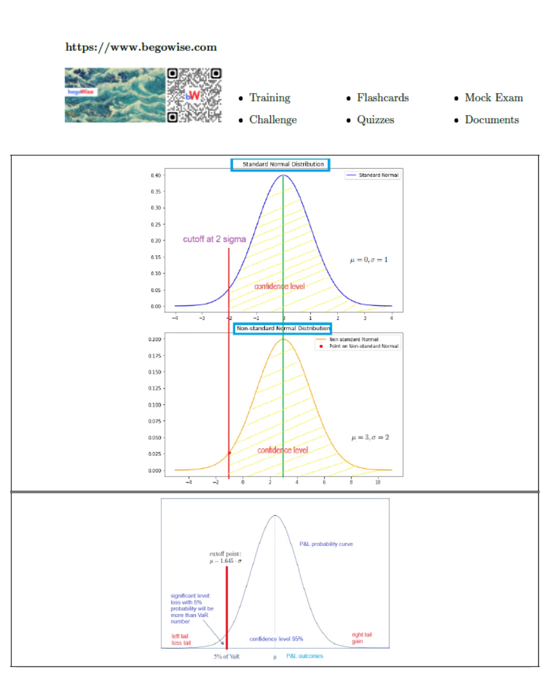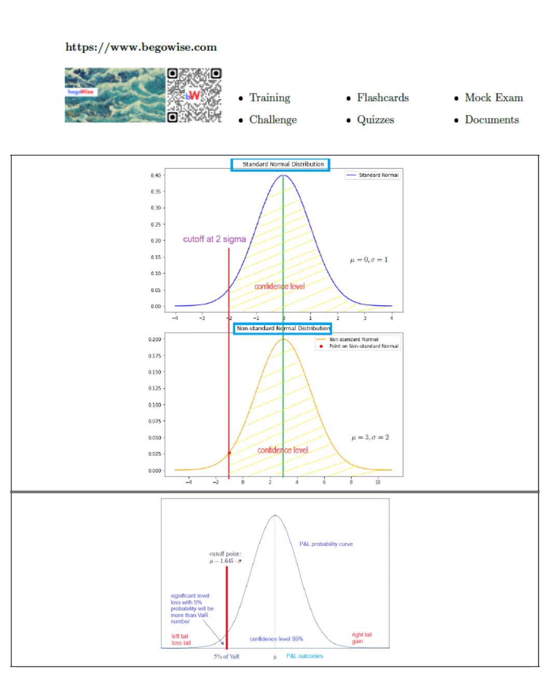Bottom plot, determining the cutoff point. The bottom plot helps us determine the cutoff point for our confidence level. This cutoff point is crucial because it tells us where our VAR number lies on the loss tail, left side of the distribution. Confidence level and significance level. The confidence level is how sure we are about our VAR estimate, e.g., 95%. The significance level is the percentage that complements our confidence level, e.g., 5% if our confidence level is 95%.